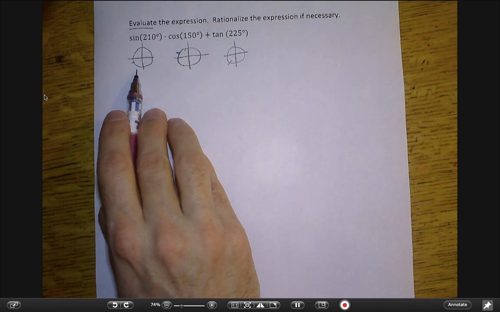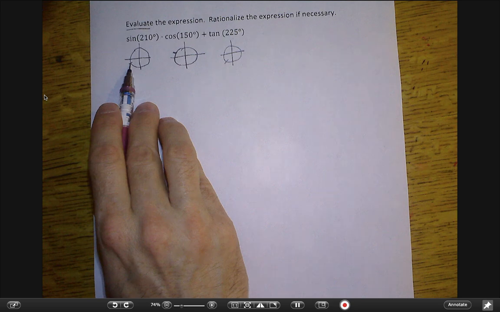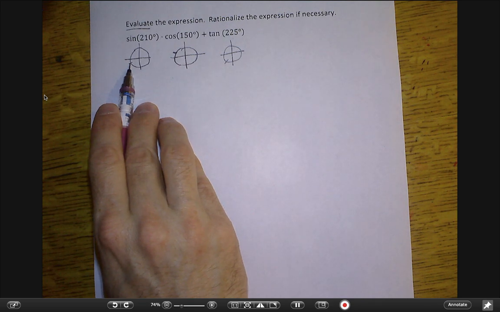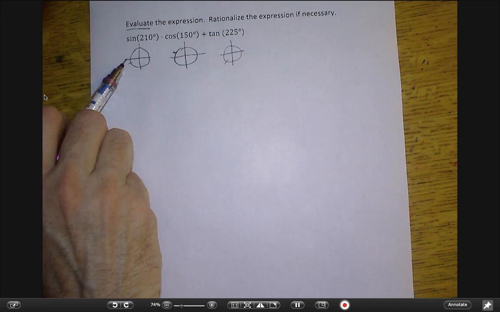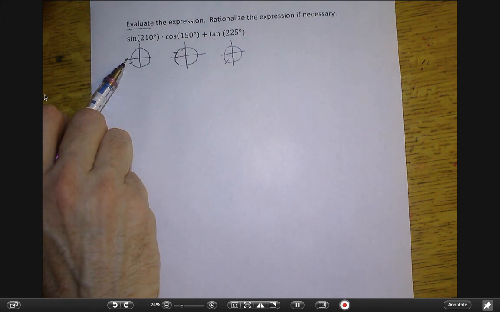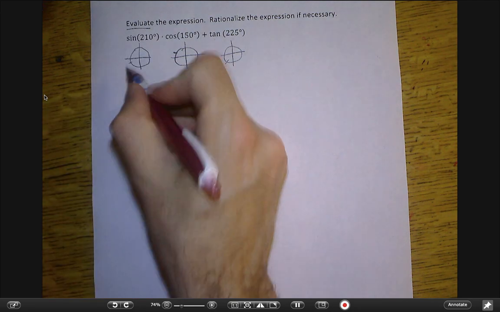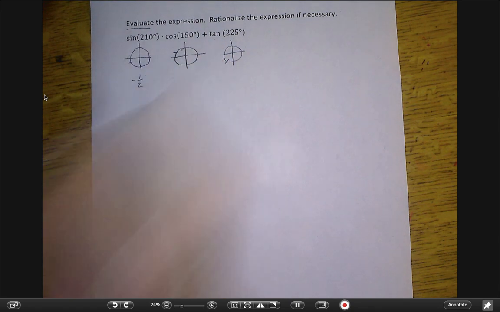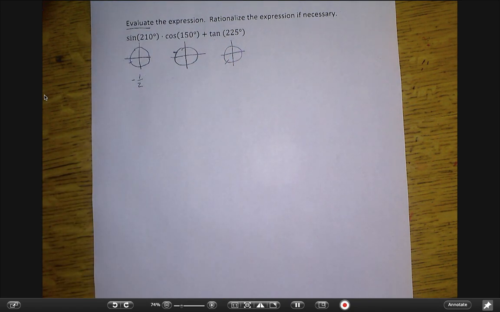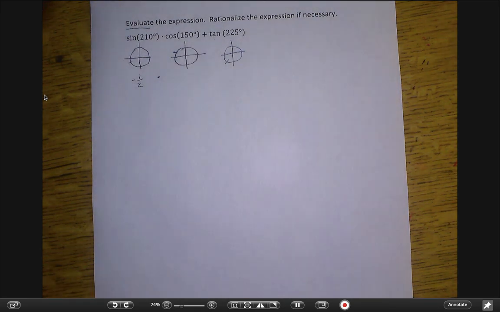So now I ask myself, if my angle is 210, what is the sine value? Well, sine is y. The sine value at 180 degrees here is 0. So the sine value here is going to be negative, and it's going to be negative half because it's very close to 0. One half is the one of the 5 numbers closest to 0.